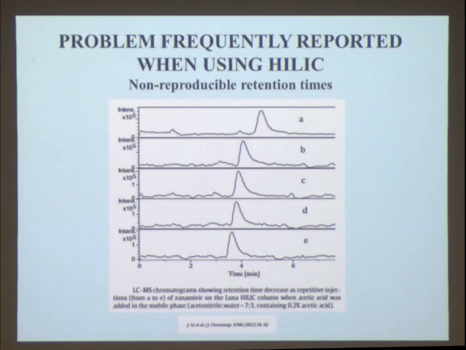Okay, so this, as I mentioned, is a very common problem with HILIC materials, or non-reproducible retention times. Part of this is due to the fact that the water layer is not easily kept at a constant value, especially between gradient runs. And this is an example of something that someone did in the literature on a HILIC column.